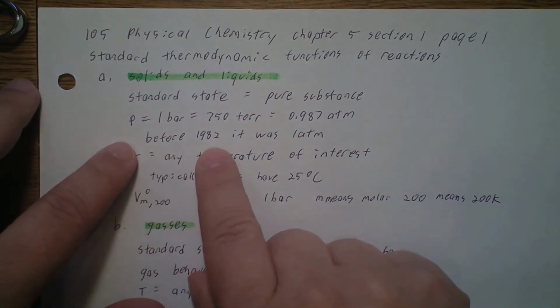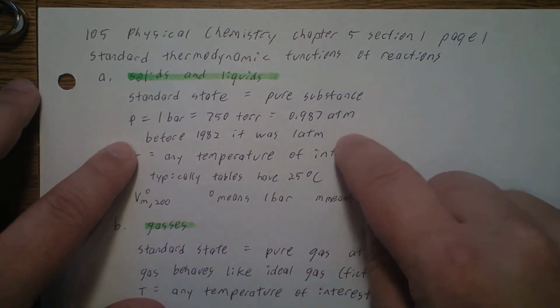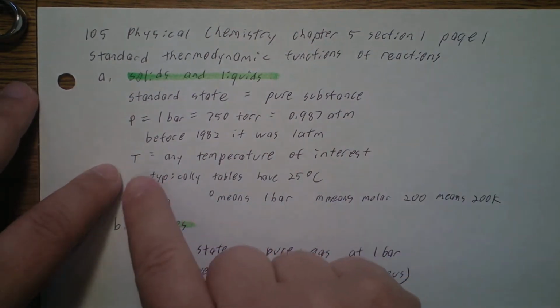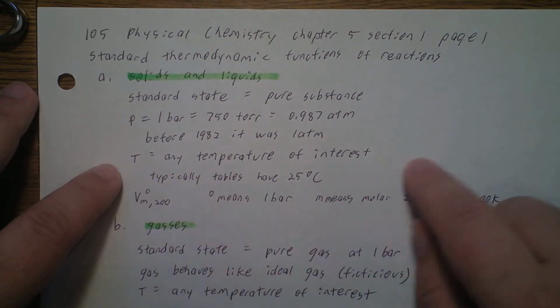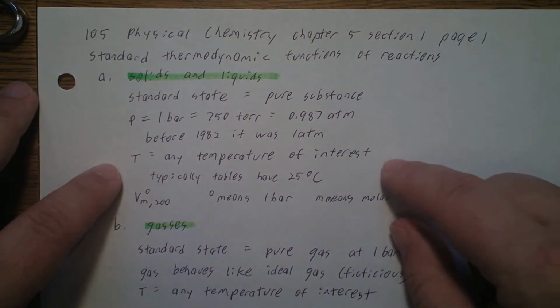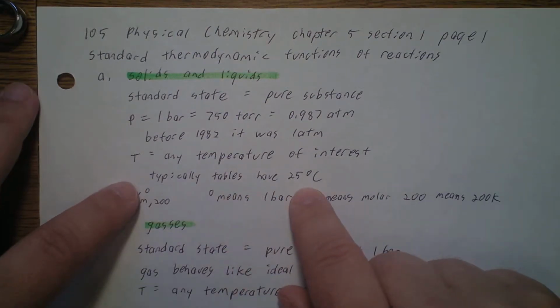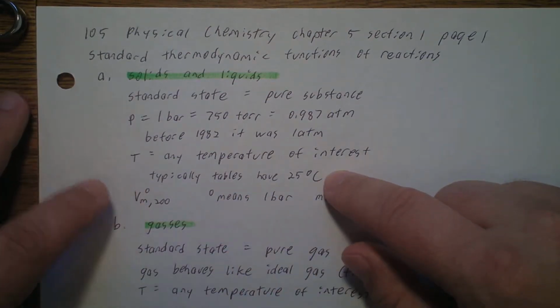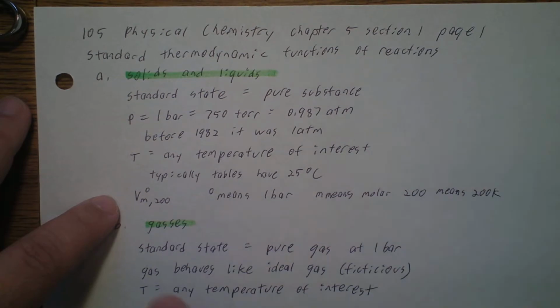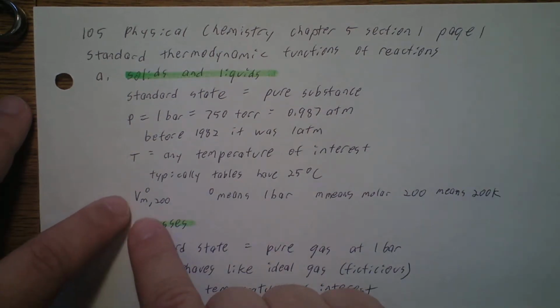Now before 1982 it was 1 atmosphere, so this has actually changed recently. The temperature is whatever temperature we're interested in. Typically, tables in books and so on have 25 degrees Celsius, which is roughly room temperature. For example, it'll be written like this.